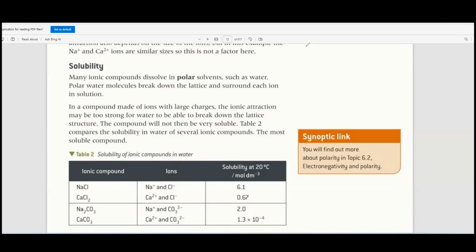So it's saying in a compound made of ions with large charges, the ionic attraction may be too strong for water to be able to break down the lattice structure. So water may not be able to break it. The compound will not then be very soluble.